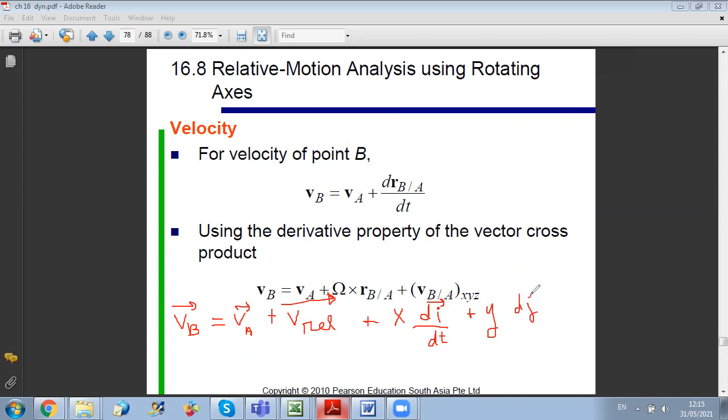Now I will replace dI by dt and dJ by dt by their values. We said this term is equal to what? We have small x times dI by dt. What is dI by dt? We said it is omega, so it's x omega times J. And what is dJ by dt? It is minus omega I, so it's minus y omega I.